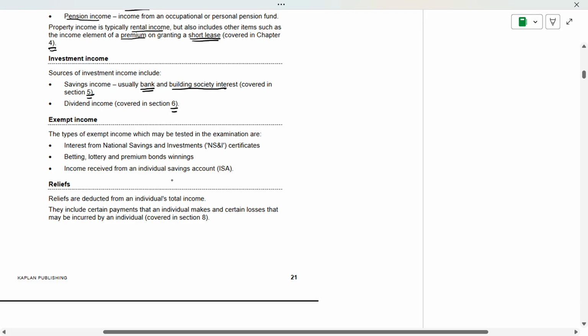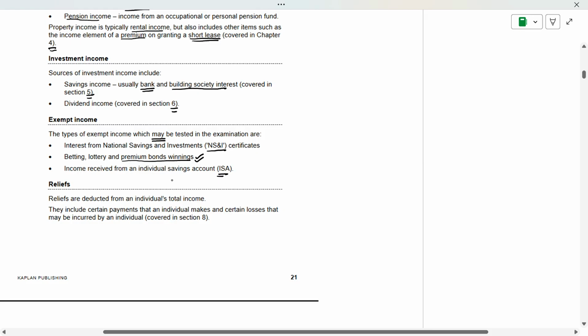Okay, some incomes are exempt. Exempt incomes which may be tested are NSI, National Savings and Investment certificates, betting and lottery winnings, and premium bond winnings. Most of the time they will ask this, or very rarely. You can understand the wording, which may be tested. Income received from an ISA, individual savings account, is also exempt income.